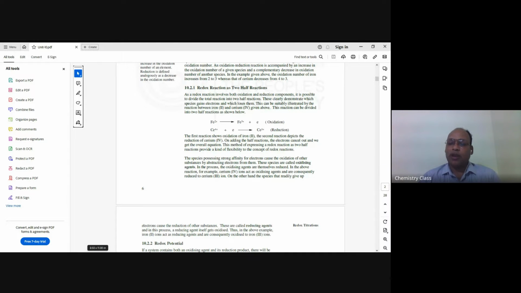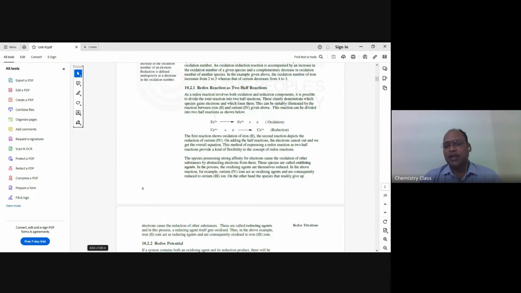If it is not equal, suppose the reactant side has 2 electrons and the product side has 1 electron, you have to balance the reaction. So before writing this net reaction, you have to balance it. When you are writing any redox reaction, the electrons on both sides should be equal.